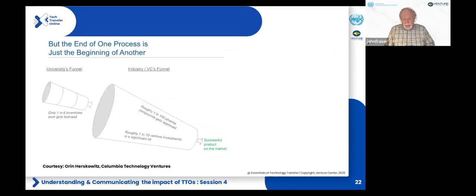Again, same sort of pipeline. Well, you take a look at some of the numbers. Oren did a study. 1 in 6 inventions ever gets licensed. 1 in 6 only gets licensed. Good Lord, that's 16%. That's not very high. As was discussed earlier this week, 50% of the inventions get patented. Well, that means there's a whole lot of patents that don't go anywhere that the university's paid for. So you've got to be fairly selective.